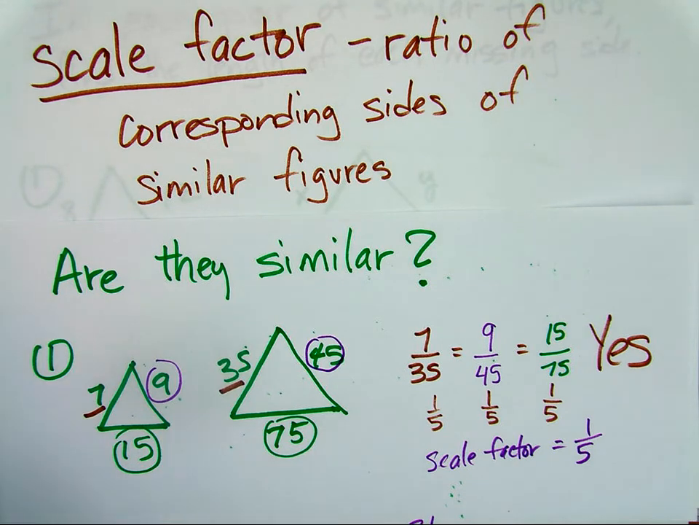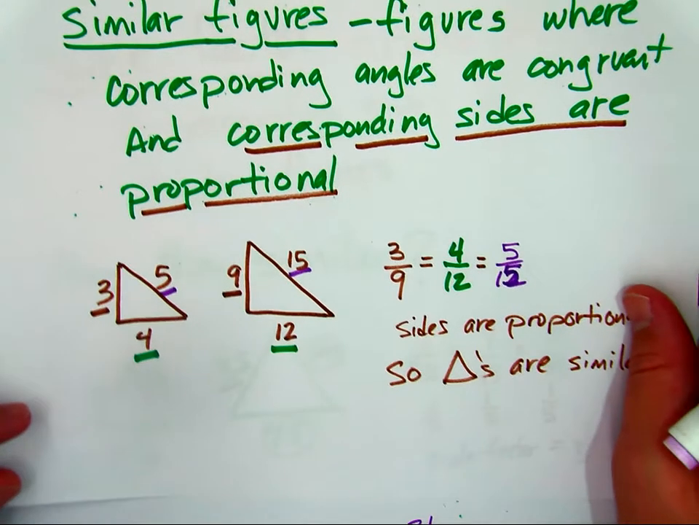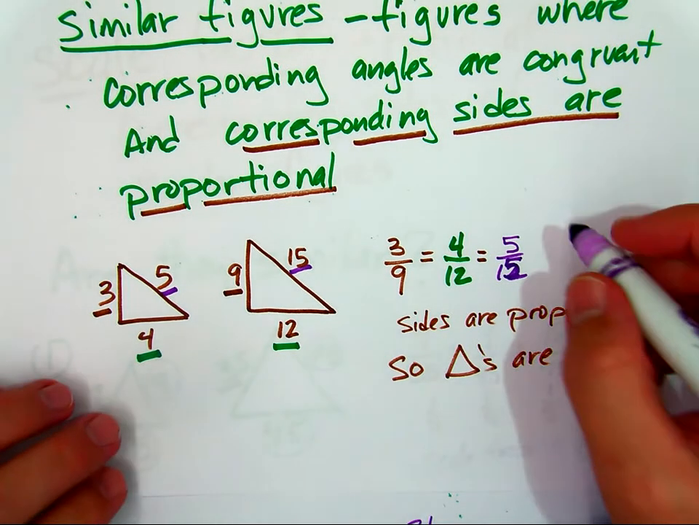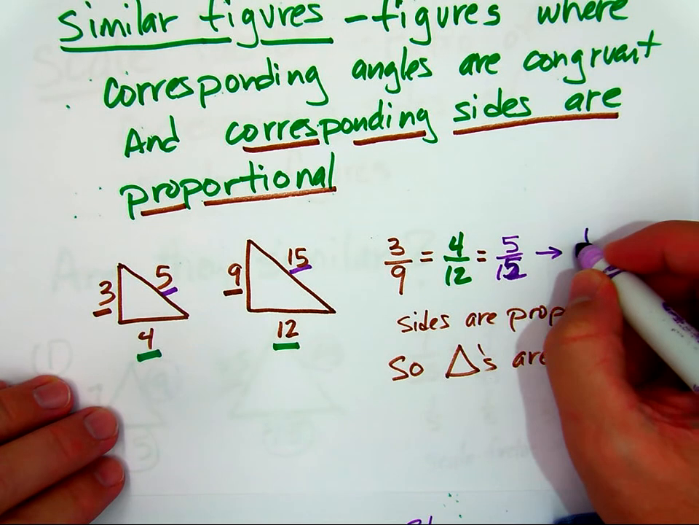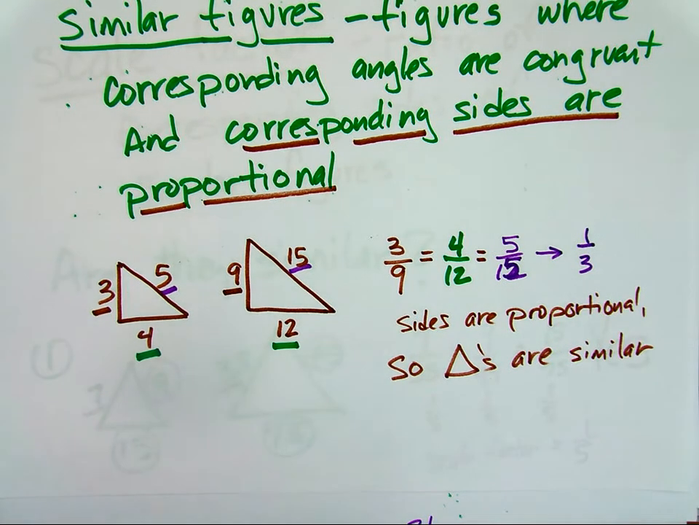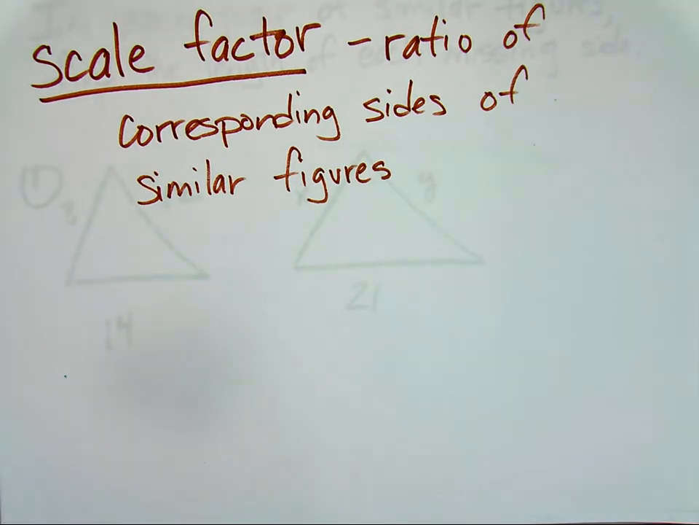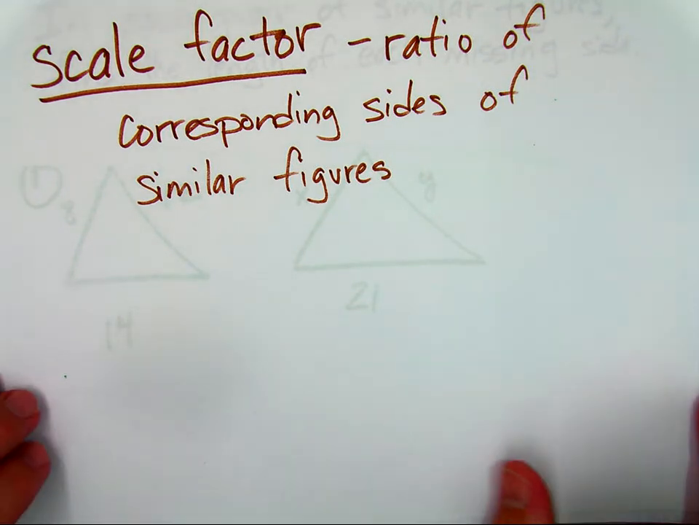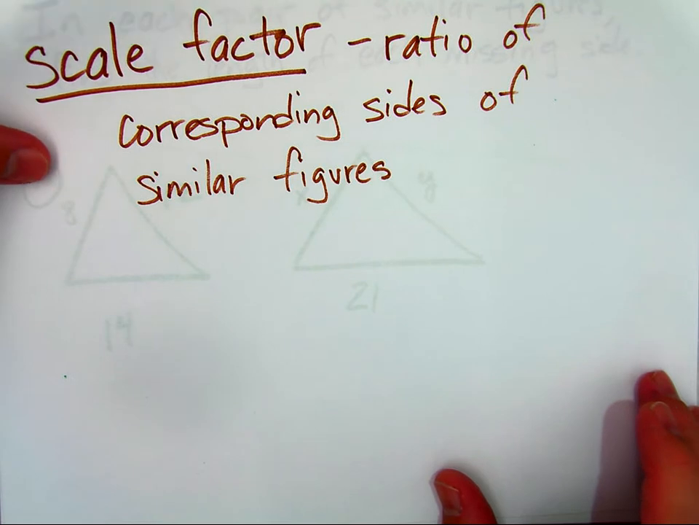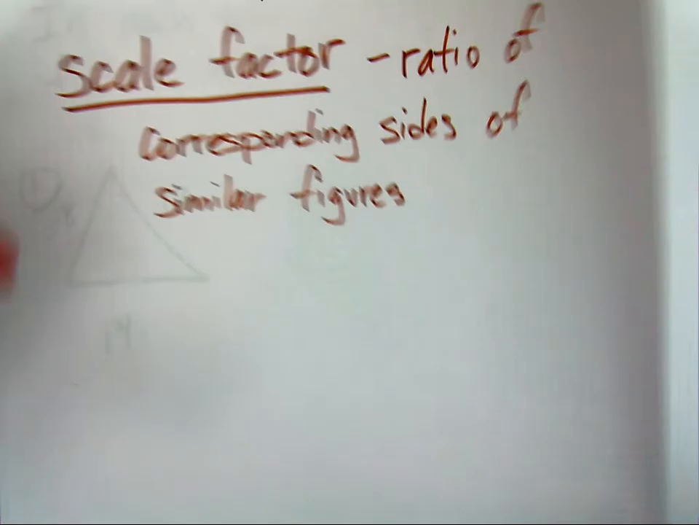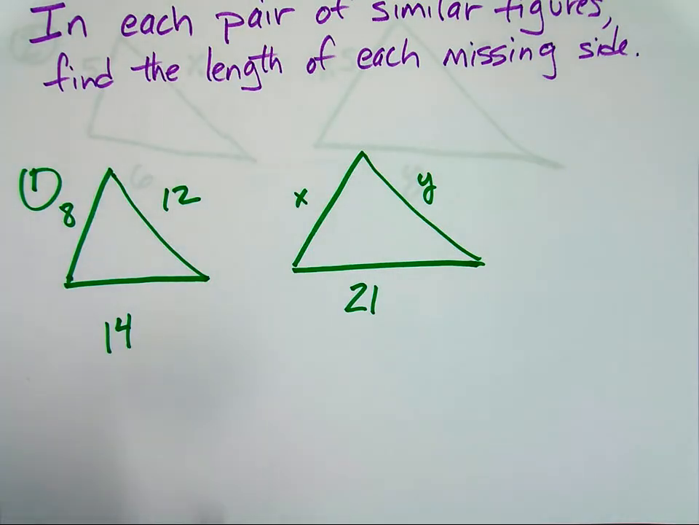And our first set of triangles, all of these ratios reduce to 1/3. 1/3 is the scale factor for these triangles. So the scale factor is the ratio of corresponding sides of similar figures. And that's important for what we will do next, because knowing our scale factor will enable us to move to our second objective and find the length of the missing sides if we've got similar triangles.